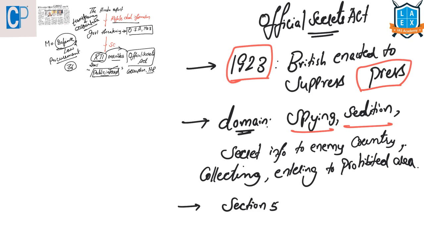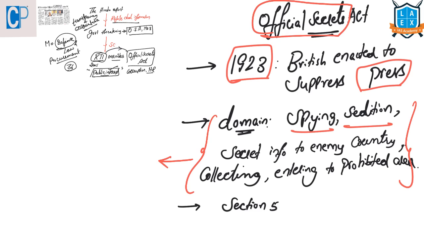That means, along with spying and sedition, giving secret information to an enemy country or its agents, communicating with foreign agents, and collecting or possessing information or entering prohibited areas of the armed forces, all these will be considered official secrets, and if anybody does this, a case will be filed against them.